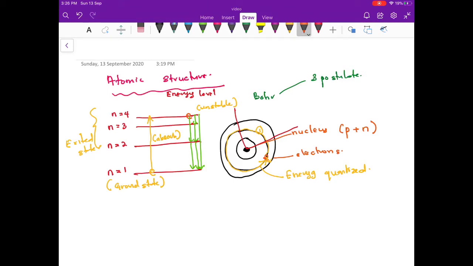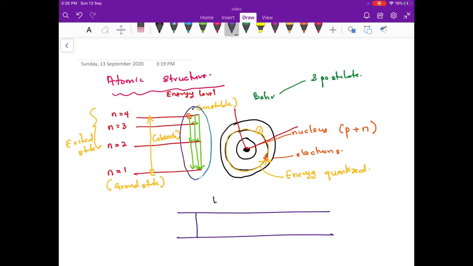So this situation will produce a line spectrum. We can illustrate the line spectrum like this. Let's say this is the line spectrum for the Lyman series. Maybe this is the first energy level, maybe this is the first line in the Lyman series, this is the second line in the Lyman series, this is the third line in the Lyman series, fourth, and so on. Right?